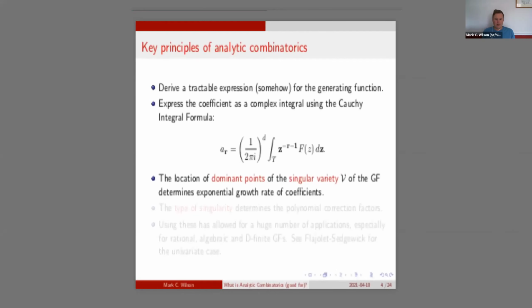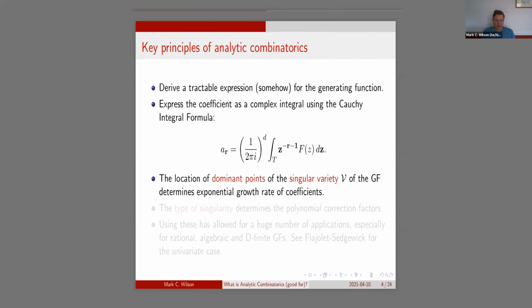Then if you expand that circle out, you will eventually hit a singularity. And where that happens, we call that a dominant point, where you first hit one. And that determines the exponential growth rate. It's basically 1 over the modulus of the thing that you run into. And so that is general.